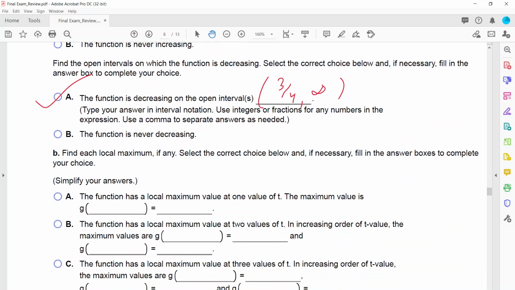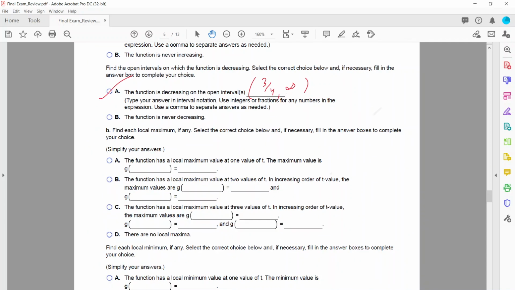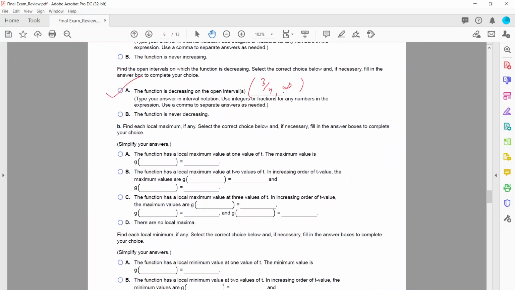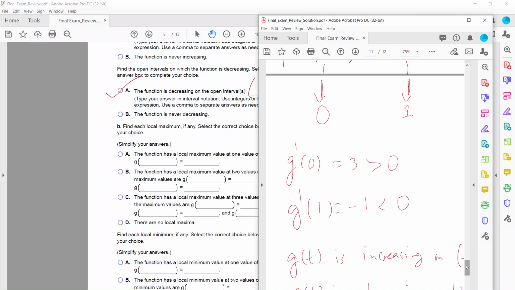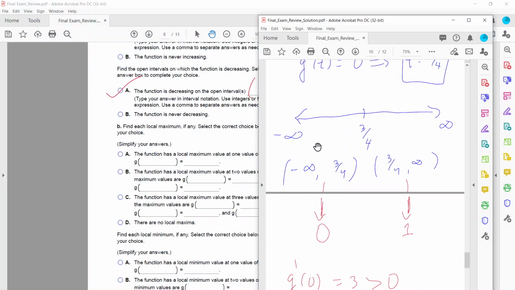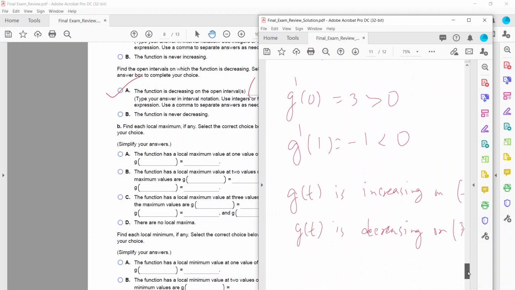Now we know that the derivative is positive on the left side. The function is increasing up to this point 3/4, and after that point the function is decreasing. So whenever the first derivative is positive on the left side and negative on the right side, at that point we're going to find the local maximum value by using the first derivative test.